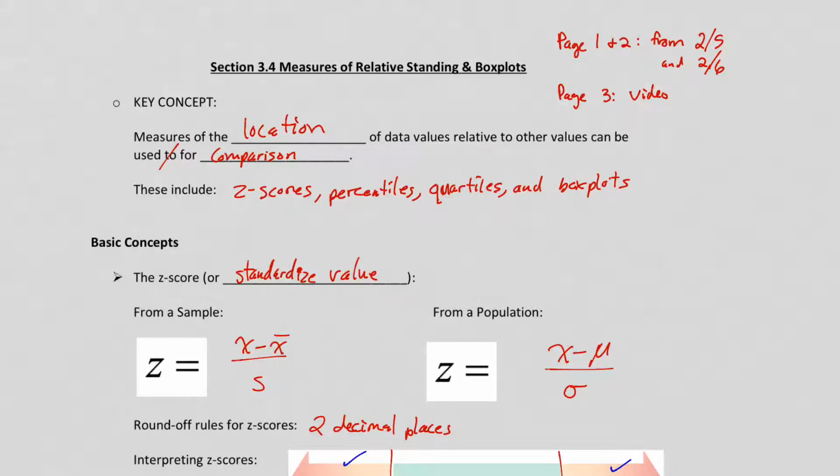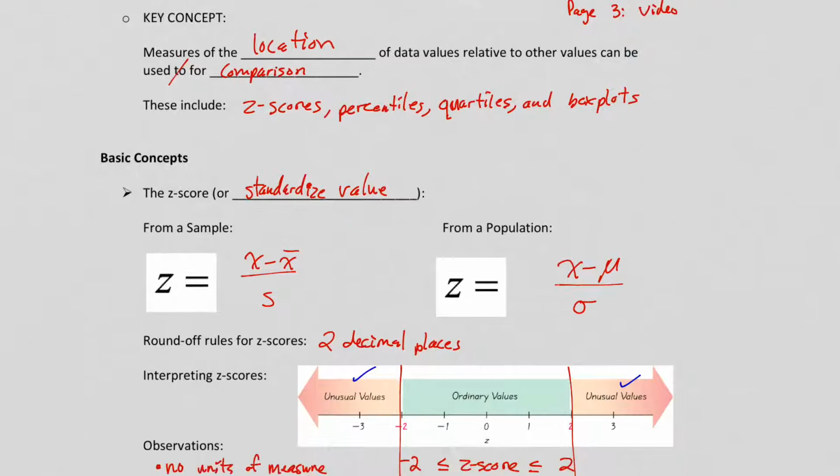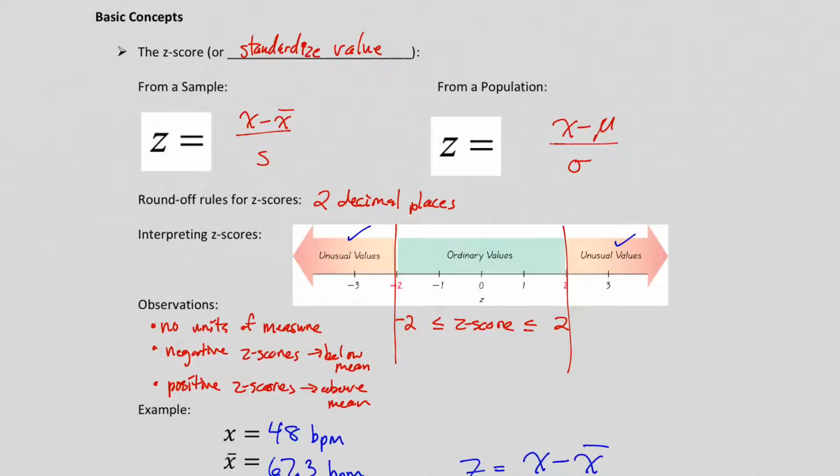So then we have basic concepts. We have the formulas for the z-score. What this does is standardize the value. If you have 2 different means, you can compare them and their variation based on this formula. You're going to round the z-score to 2 decimal places.